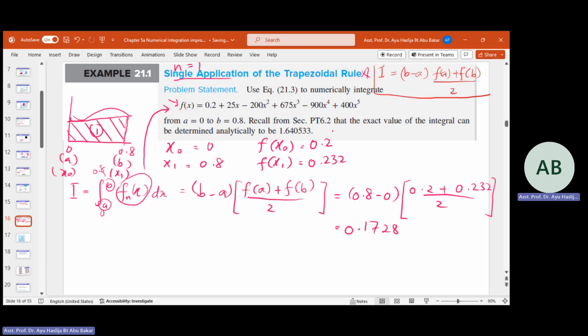You see from the statement here, it already mentioned the analytical value is this. How do we get this? Press the calculator. Do you know how to press the calculator for integration? Wait, let me show you.